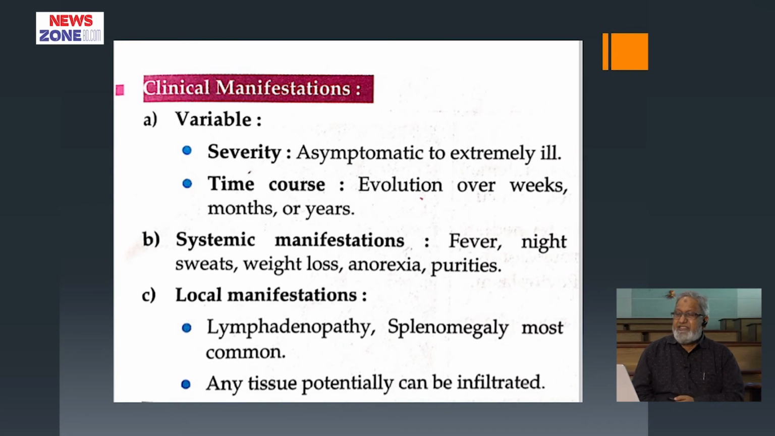Clinical manifestations: systemic symptoms are fever, night sweats, weight loss, anorexia. Local manifestations are lymphadenopathy and splenomegaly, most commonly. Any tissue can potentially be infiltrated in case of non-Hodgkin's lymphoma.